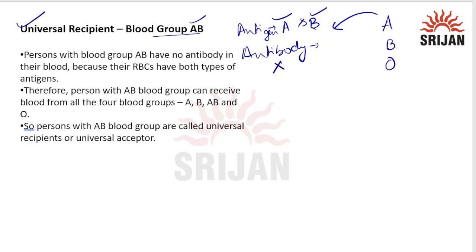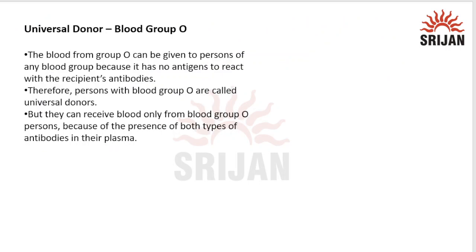Therefore, it is written here that persons with blood group AB have no antibody in their blood because their RBCs have both types of antigen. Therefore, persons with AB blood group can receive blood from all the four blood groups A, B, AB, and O. So, persons with AB blood group are called universal recipients or universal acceptors.